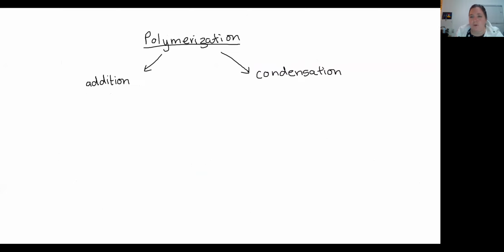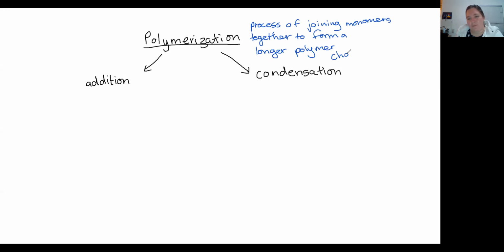I'm going to pause before I lose myself, and go back and explain what polymerization is. Polymerization is the process of linking or joining monomers together. Monomers are individual smaller particles, joined to form a longer polymer chain. It's not the real definition, but it's close enough. So monomers are our small repeating units.